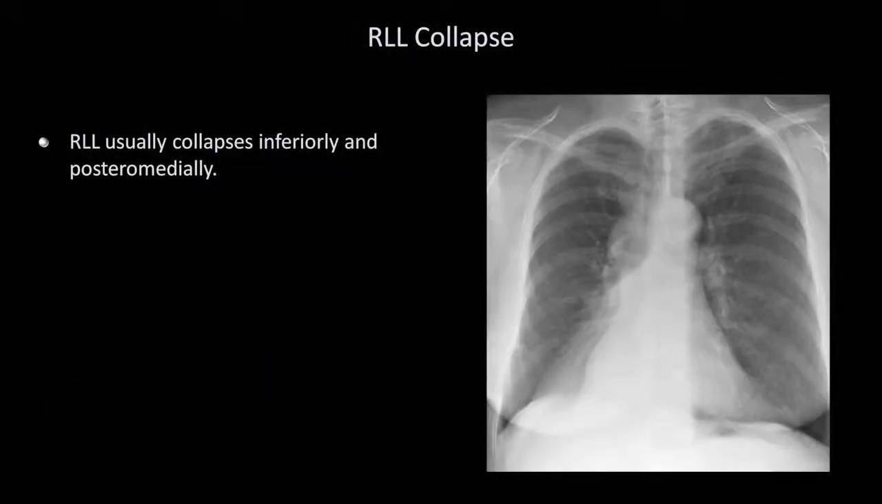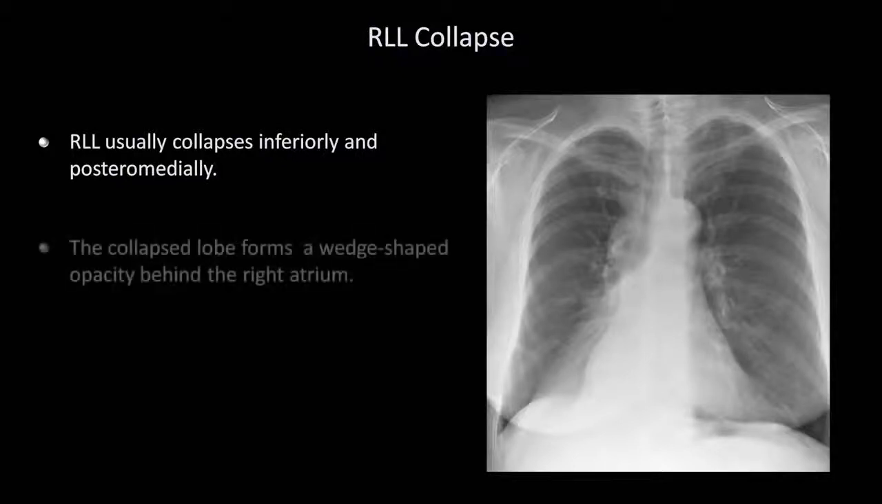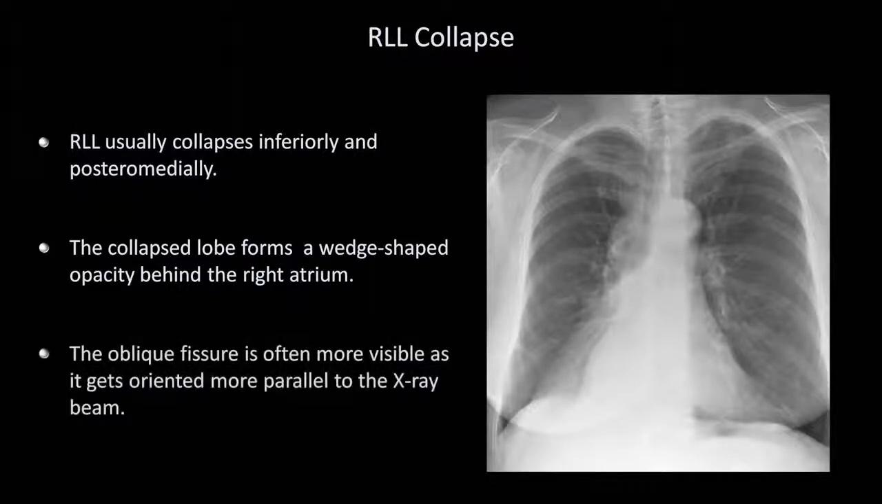The right lower lobe usually collapses inferiorly and posteromedially. The collapsed lobe forms a wedge-shaped opacity behind the right atrium. The oblique fissure is often more visible than normal as it gets oriented more parallel to the X-ray beam and may mimic an inferiorly displaced horizontal fissure.